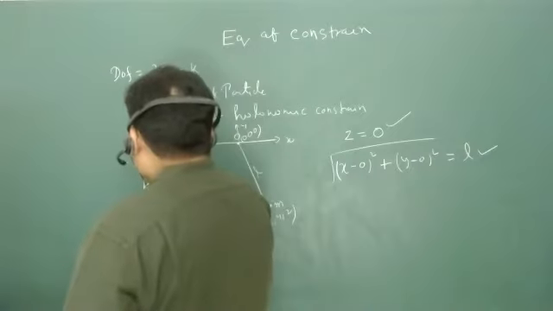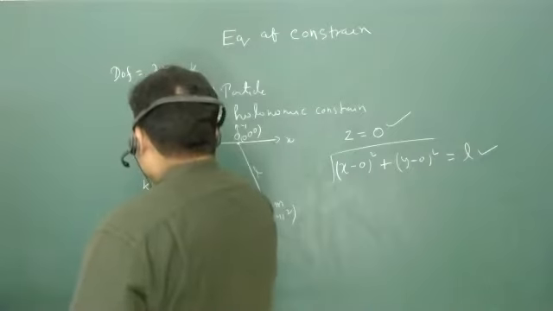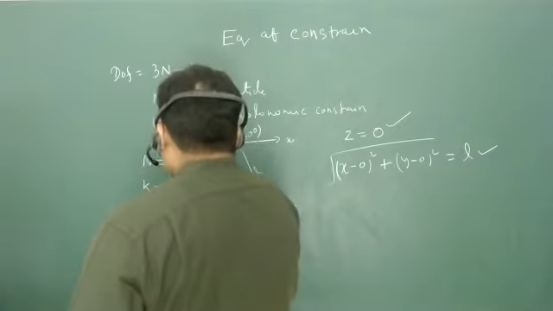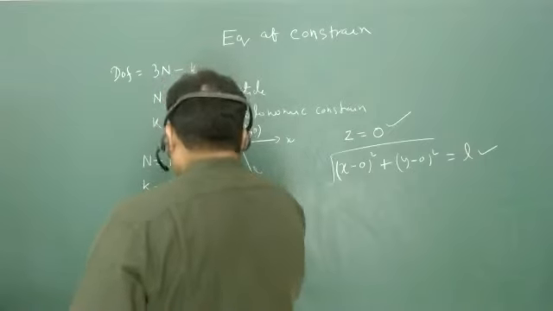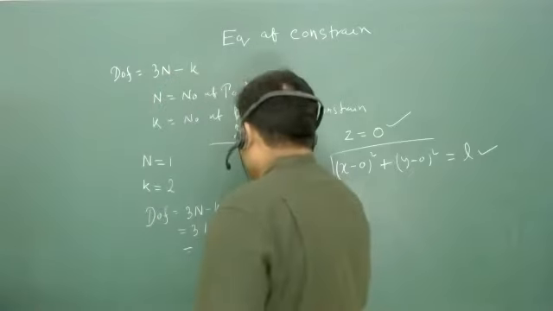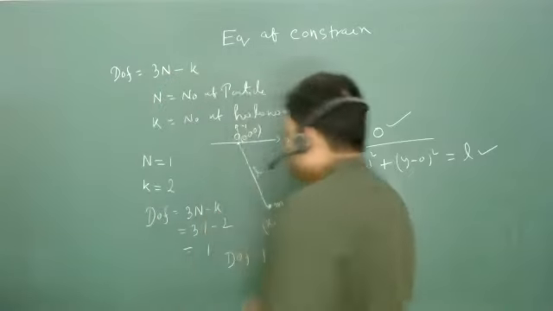So k is equal to 2. What will happen to the degree of freedom? The degree of freedom is 3n minus k, which is equal to 3 into 1 minus 2, which is equal to 1, and there is 1 degree of freedom. The degree of freedom must be 1.